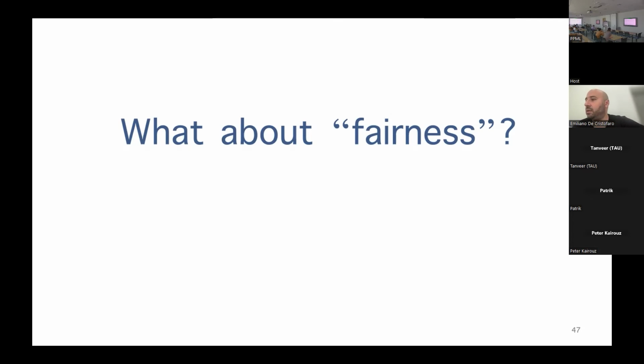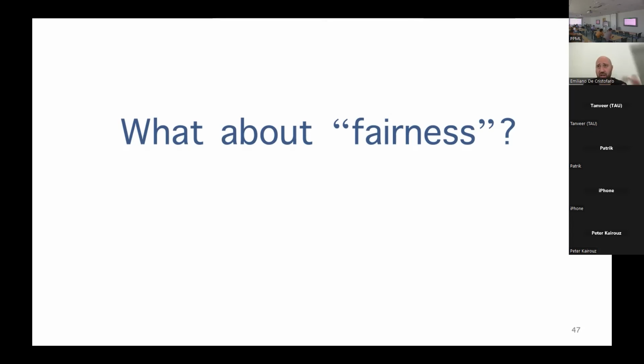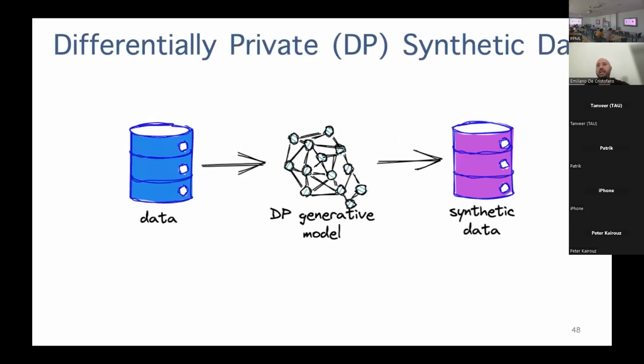Okay, if not, let's see if I can cover one last result and one last aspect of privacy preserving synthetic data, which I mistakenly call fairness. It's not really fairness. I think fairness really means something else, but I will explain to you what I really mean in a second, okay?